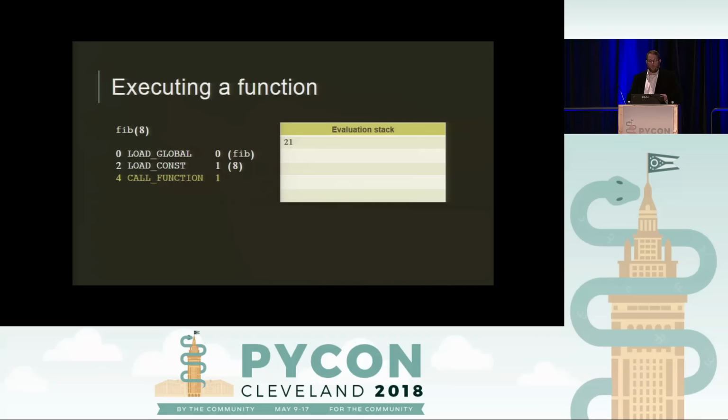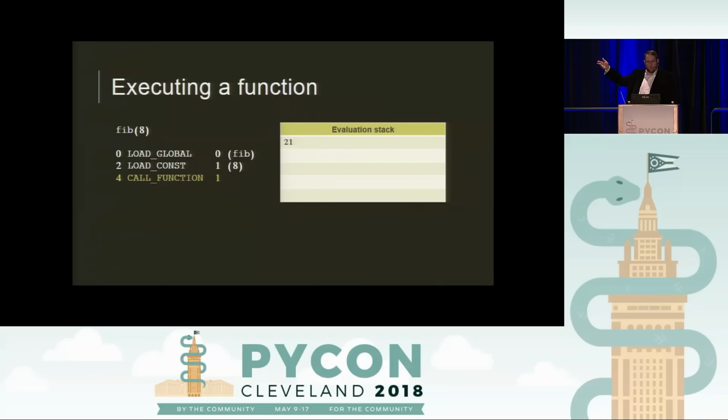Then we hit a call function instruction. It has an argument of 1. The way Python is calling this function, since we're only using positional arguments, is it pushes the function onto the stack, pushes the positional arguments on top of it, then call function. The argument is the number of positional arguments to the function.